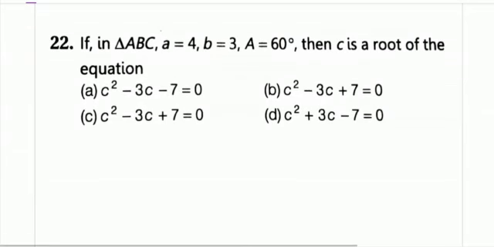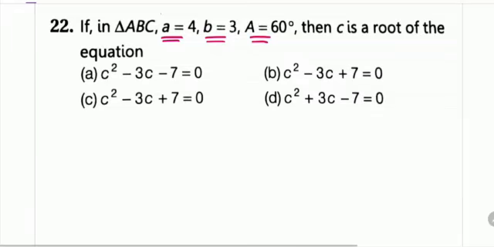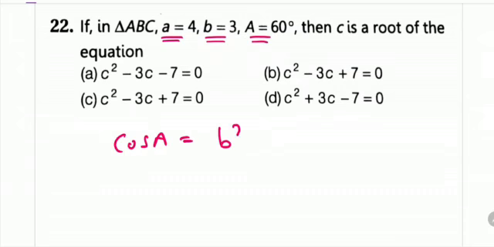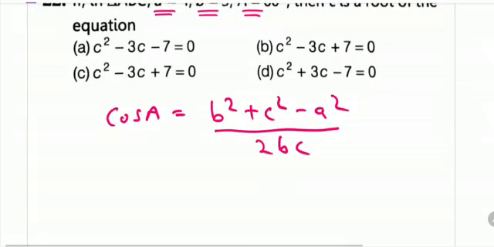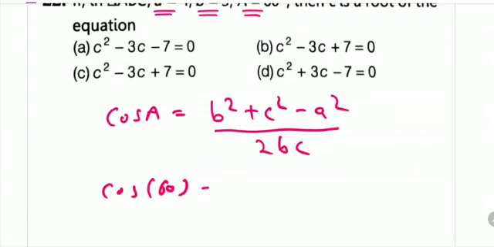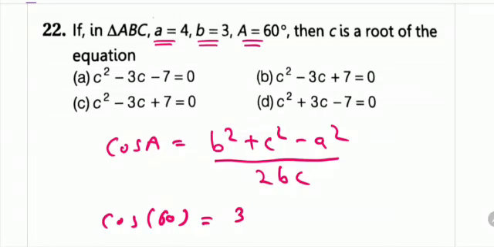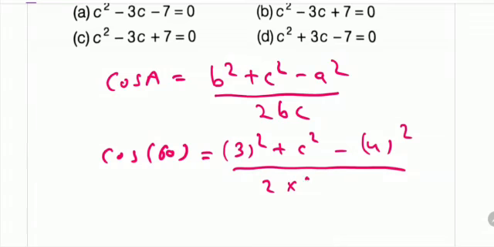Next question is from trigonometry. Length a is given, length b is given, angle A is given as 60 degrees, and we want to find c as the root of which equation. The only thing you need to remember to solve this question is the formula for cos A. Do you remember the formula for cos A? It is b square plus c square minus a square upon 2bc. In this we know the angle A to be 60 degrees, the value of b is given as 3, c is not known, and the value of a is 4. We just use this basic information to solve the question.